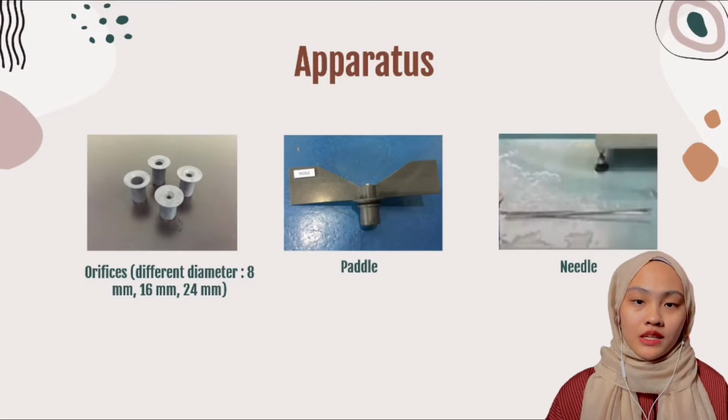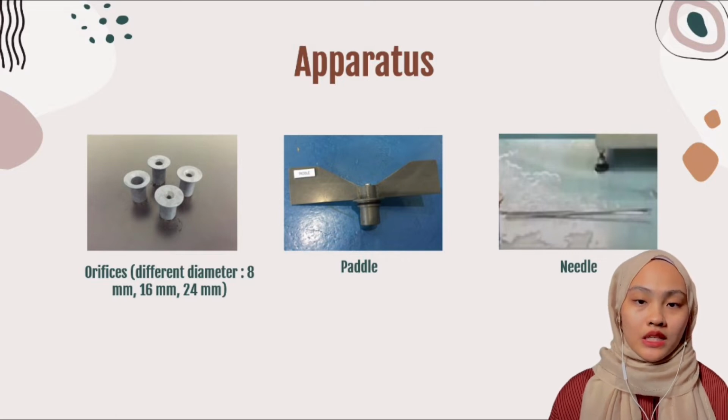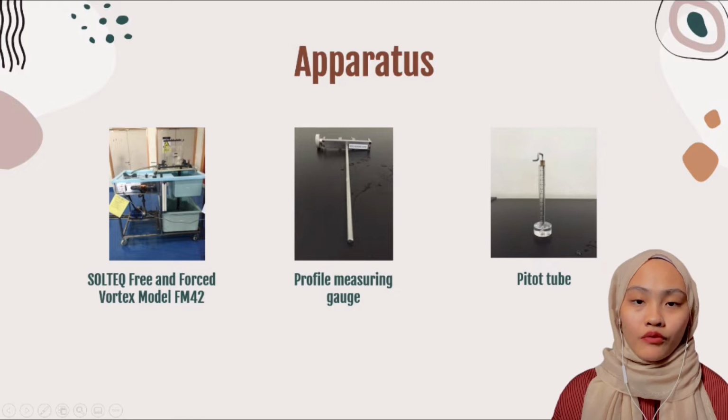I am Zaratul Azila binti Mohammed Zaid, and I will explain the procedure of this experiment, how it has been conducted, and also the apparatus being used. This is the apparatus needed. For both experiments, the apparatus is quite the same, except for experiment 2, we will be using a paddle as a medium for forced vortex and a needle as a source of measurement. For experiment 1, orifices of different diameters such as 8, 16 and 24 mm were used.